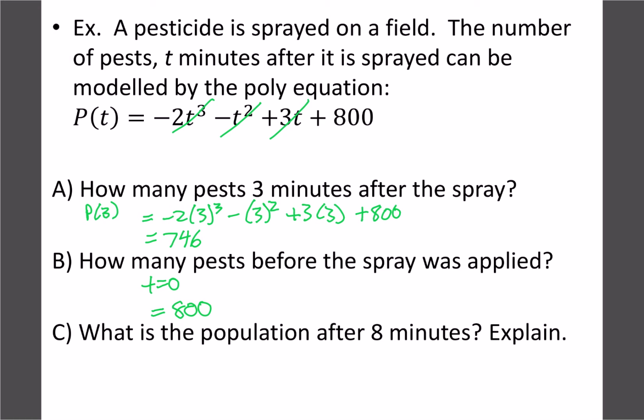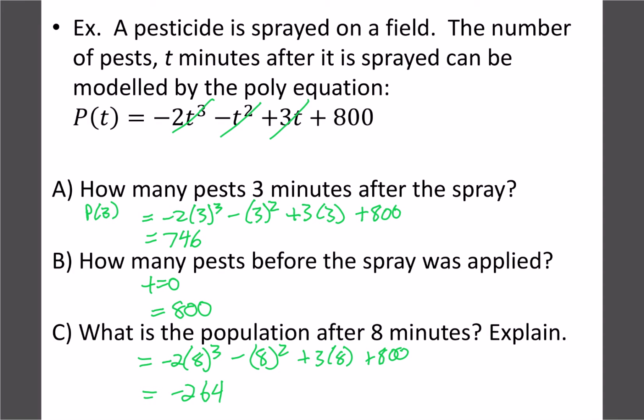Now the next question is, what's it going to be after 8 minutes? If we do this calculation, putting in an 8 for the t, and do all of that, we actually get an answer of negative 264. Does that make sense? Can you have negative 264 pests? No. So in this case, it doesn't really make much sense to figure out what it would be at 8 minutes.